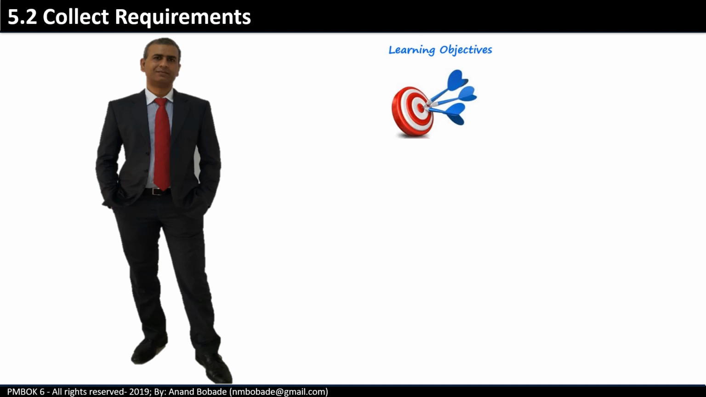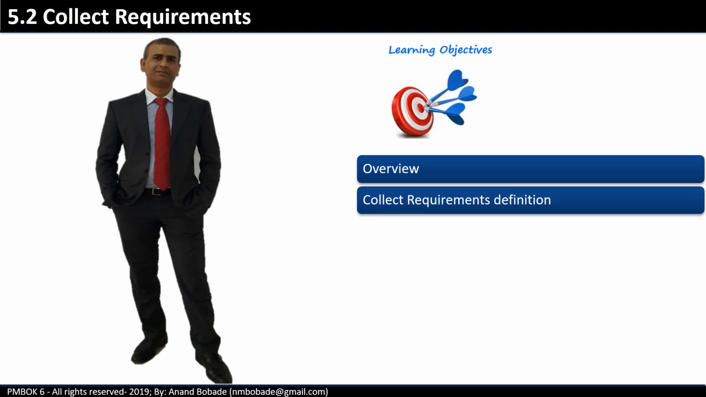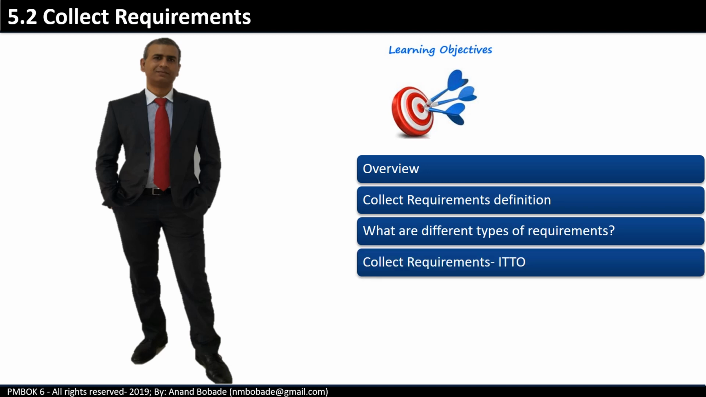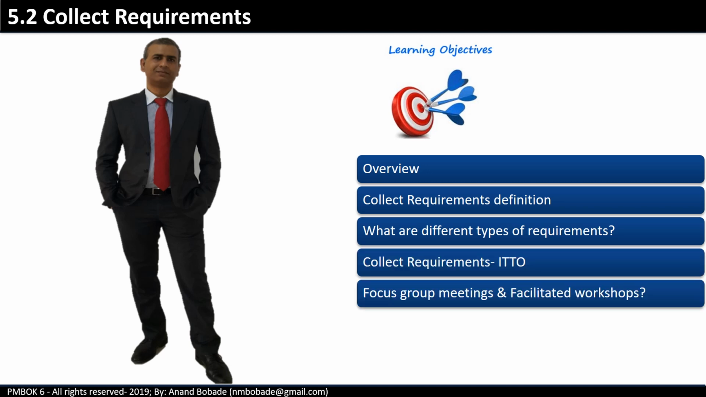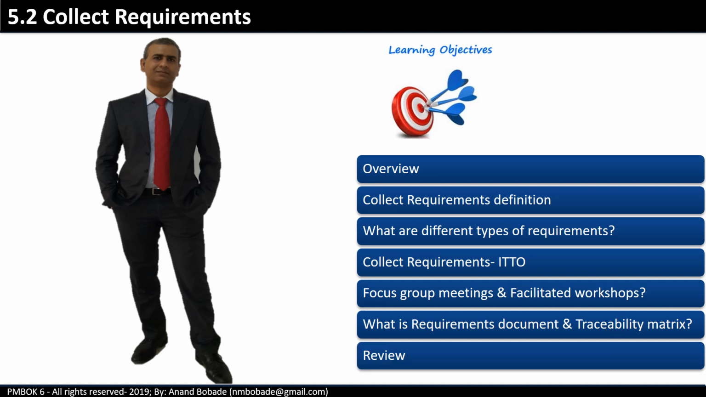The learning objectives of this session are: we'll start with the overview to understand what collect requirement means. We'll go through collect requirement definition. We'll talk about what are the different types of requirement, ITTOs. We'll focus on some of the key tools and techniques like focus group meetings and facilitated workshop, as well as we'll talk about what we mean by requirements document, what are the contents of it, and requirement traceability matrix. And we'll do a quick review.